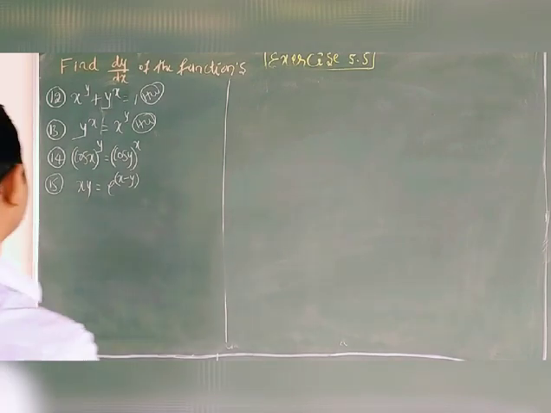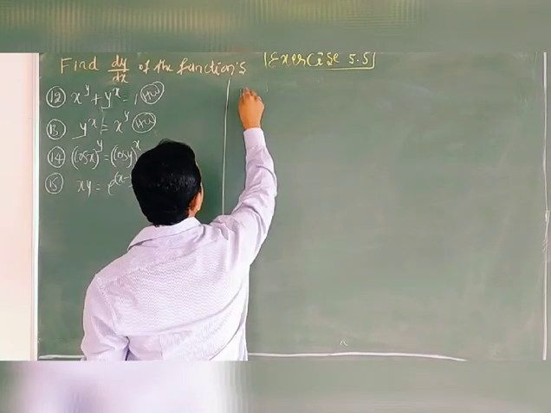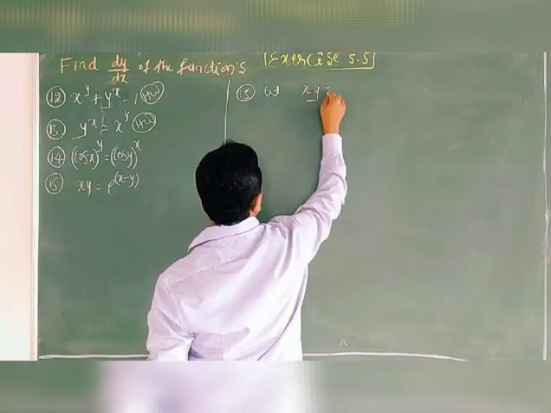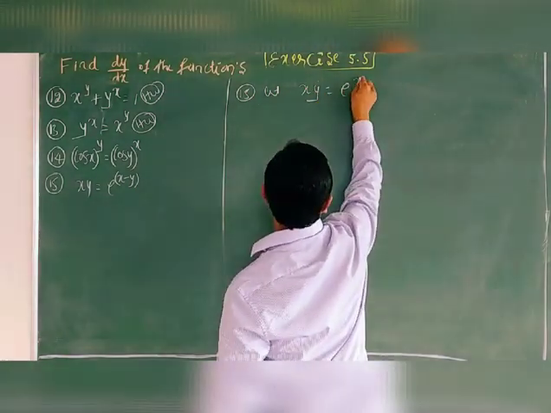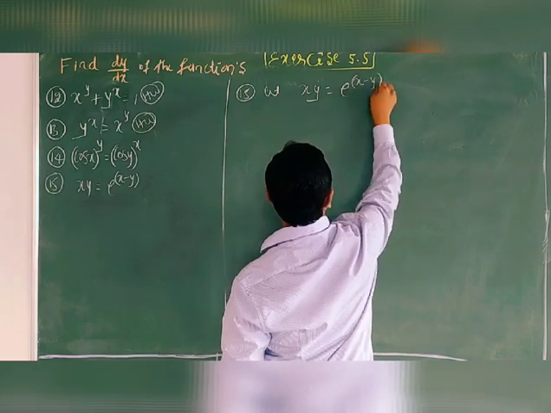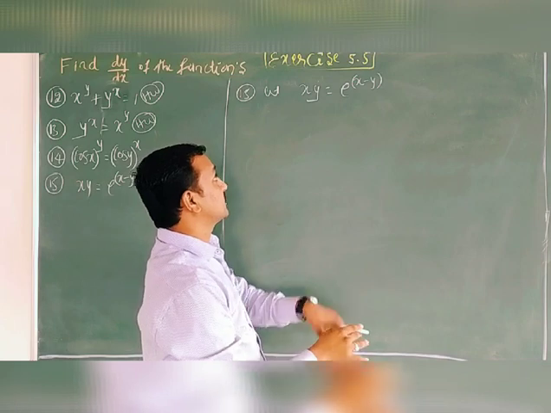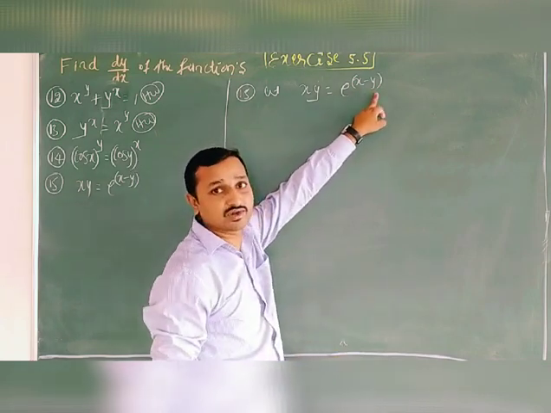Friends, next we solve the 15th example, that is the 15th one. Let us consider x into y equal to e raised to x minus y. So e raised to x minus y. This is an exponential function, e raised to x minus y.